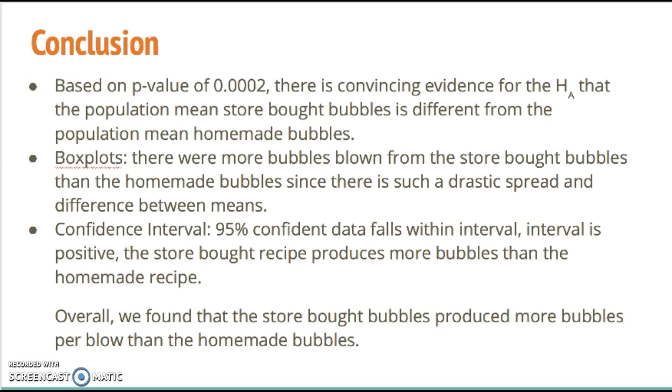In conclusion, based on the p-value of 0.0002, there is convincing evidence for the alternative hypothesis that the population mean of store-bought bubbles is different than the population mean of homemade bubbles. For the box plot, there were more bubbles blown from recipe 1 than recipe 2 because there is such a drastic spread and difference between the means. For the confidence interval, we are 95% confident that the difference falls within this interval, and because it is always positive, the store-bought recipe is greater than the homemade recipe.